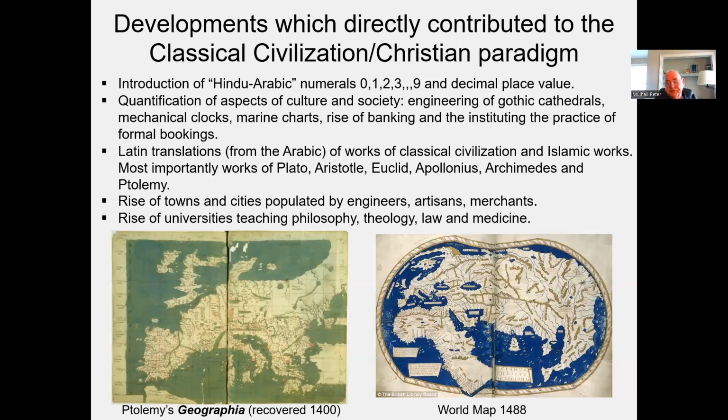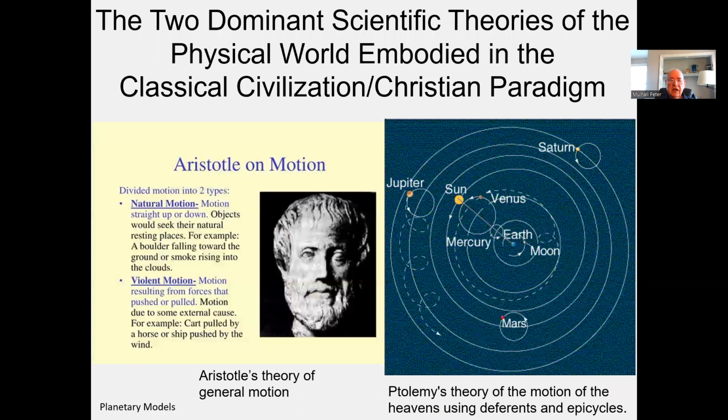of the center. And finally, the two dominant scientific theories that are the bedrock of this paradigm, the classical civilization Christian paradigm, the two dominant theories, one from Aristotle and one from Ptolemy. Aristotle's theory of motion, again, his categories. He has natural motion as opposed to violent motion. And we'll go through all of this when we get to Aristotle. And then, of course, the geocentric system of Ptolemy, okay, with the different circles here.